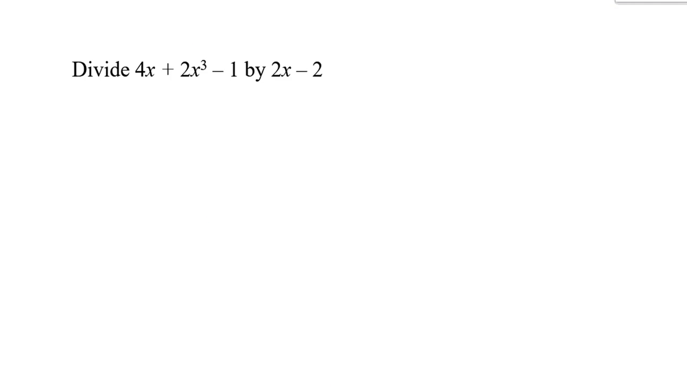Okay, let's try this one. What do you notice about this? Look, it's got a 2x cubed here and a 4x. So I'm going to start by writing that in standard form. Okay. Oh, lost my eraser. So 2x cubed plus 4x minus 1, and then 2x minus 2 on the outside. Here's my work area.